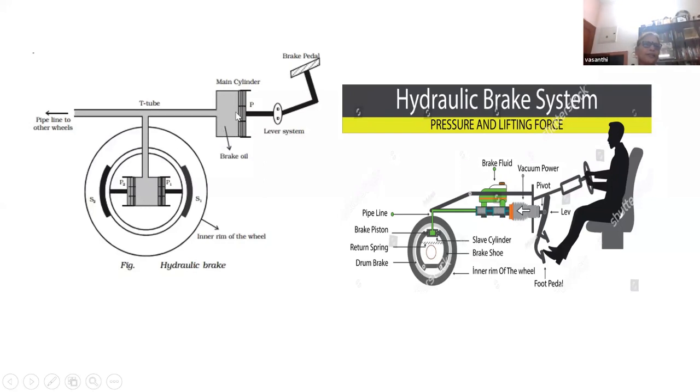So the pressure applied at the master cylinder is equally transmitted to the wheel cylinder, and the wheel cylinder pushes the brake shoes, and the brake shoe touches the inner rim of the wheel. So the wheels come to a stop. Immediately the children will ask, or you can ask the children, do all the wheels of the vehicle have this arrangement? There are 4 wheels. You should make them understand that.